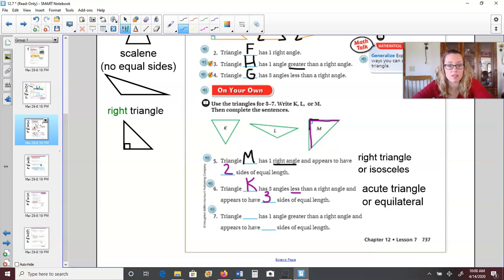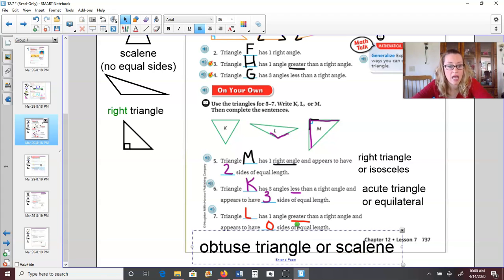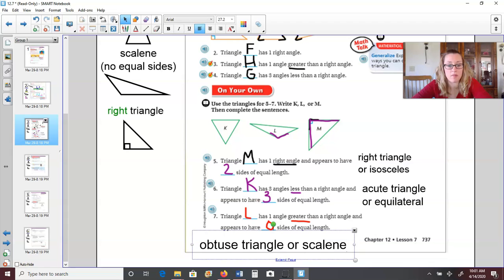So that would have to be triangle L. It has this angle here opening up very wide. So triangle L has an angle greater, or obtuse. And how many sides appear to be the same? Looking at all the sides, imagining them collapsing, 0. None of them would be the same. So that means we would call this an obtuse triangle or a scalene triangle because none of the sides are the same length.